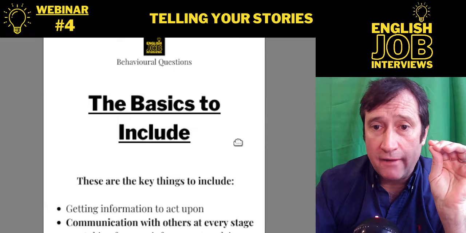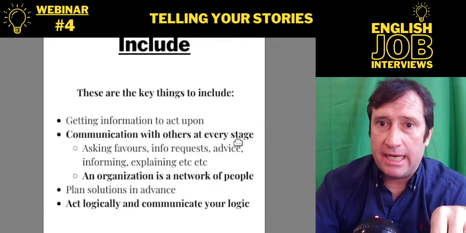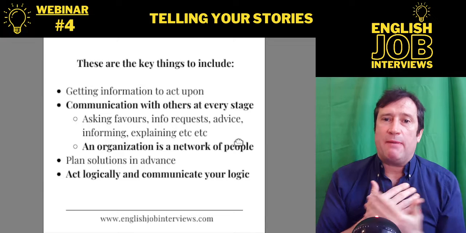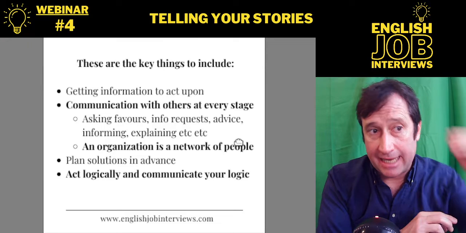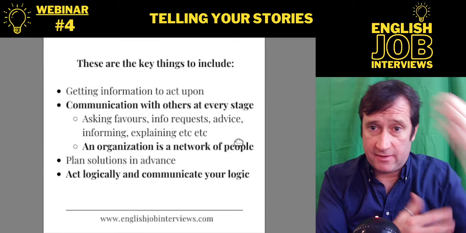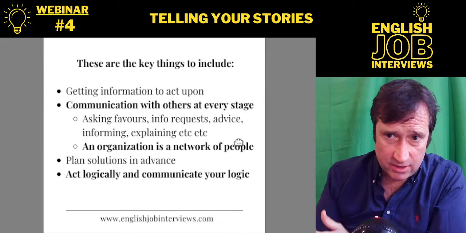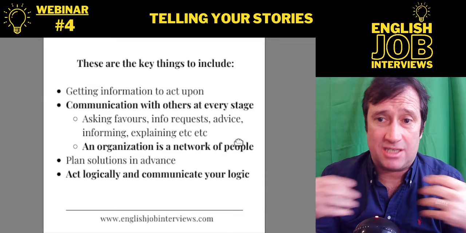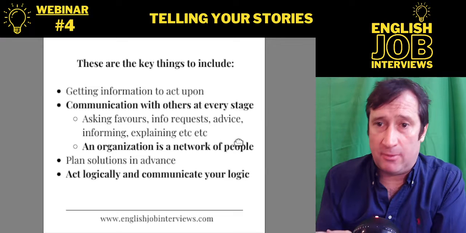So these are the key things to think about to include in your story, okay? Especially the action. So when you're telling what you do, think about getting information to act upon. Okay, so in that case, it was the design information, these things. Then think about your communication with others at every single stage, if possible. Maybe you're asking favors, information requests, you're asking for advice, you're informing people of what's happening, you're explaining to people what's happening.